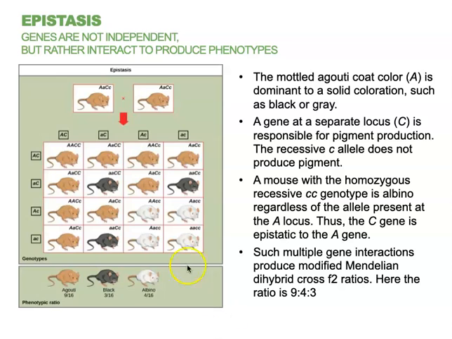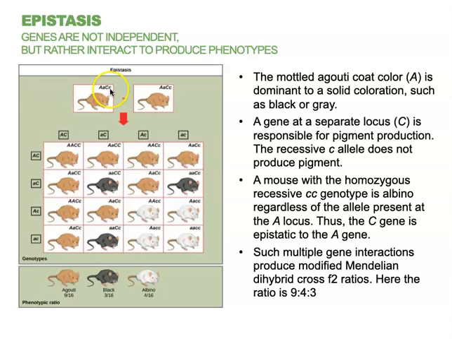So a moment ago, I mentioned coat color when we were talking about, say, rabbits or mice. And you have this model, what we call an agouti coat color. Its A is dominant to the solid coloration of, say, black or gray. But the gene at a separate locus, C, is responsible for pigmentation. And the recessive c allele does not produce pigment. So you can see how we can get albino mice down here. There has to be a reason why this would happen. So a recessive c allows for the albino that you see. A mouse with a homozygous recessive cc genotype is albino regardless of the allele present at the A locus.